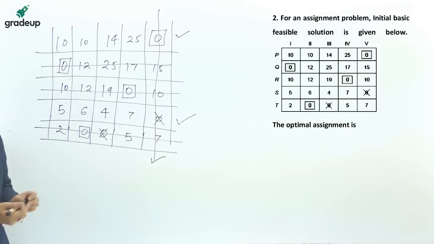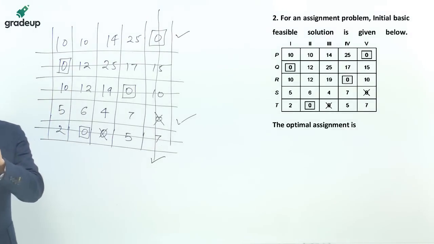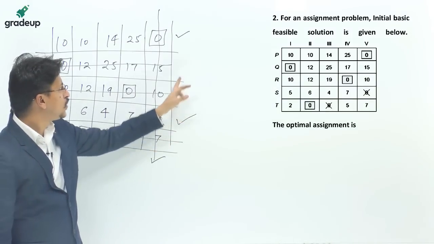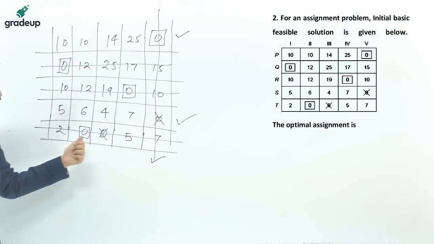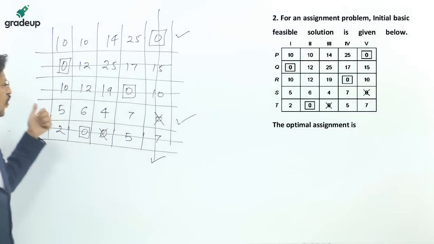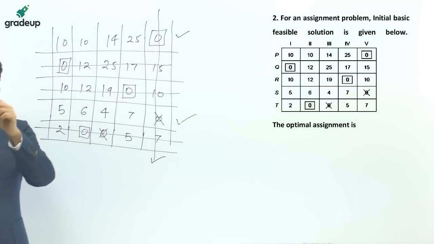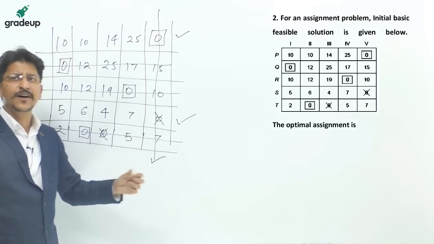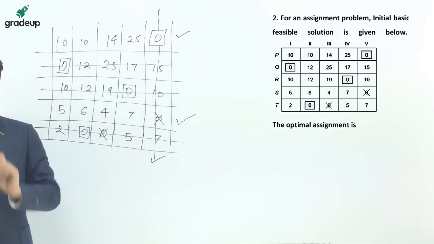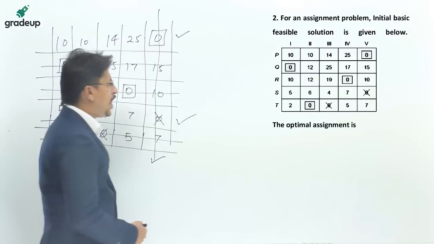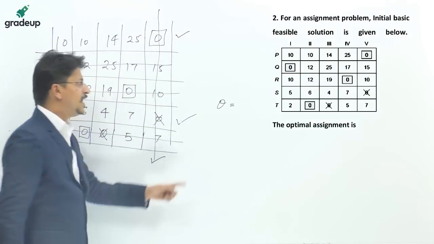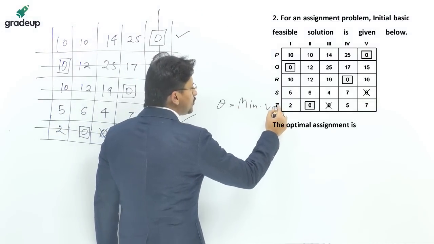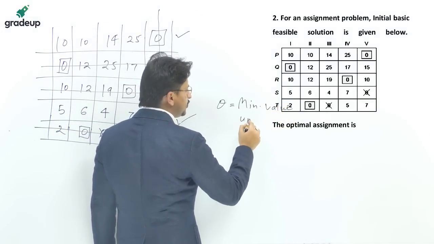Now you can check one thing here: the total number of lines that we have drawn, the possible number of lines covering all the zeros, are 4. 1, 2, 3 and 4. And the assignments which we have got were also 4. So you will get only as many lines as the number of assigned zeros. That is one more thing to note down here. Now you have to find a value theta. We call the value theta the minimum value. This is the minimum value unassigned.